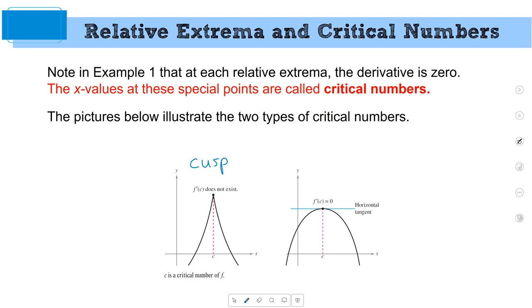Most of the stuff we're going to deal with is this normal max and min stuff over here on the right. But occasionally we get this crazy stuff. And we'll talk a little bit more about those in the future. Not only do we have cusps, but we also have corners that show up. That'll be fun. But we'll save that for a while.